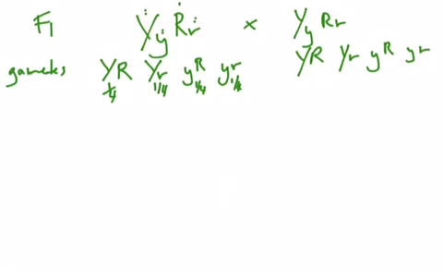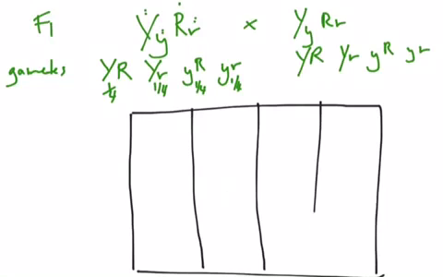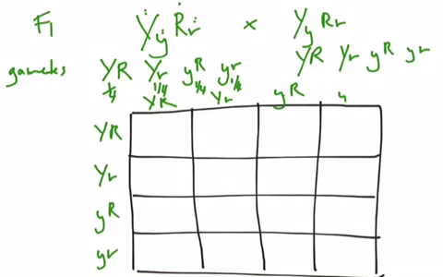Now this is where setting up a detailed Punnett square is important, and this will be a 4x4 Punnett square because each individual has 4 possible gametes. So big Y, big R, big Y, little r, little y, big R, little y, little r, across the top, and big Y, big R, big Y, little r, little y, big R, and little y, little r down the side, making sure your letters are clearly distinguishable.